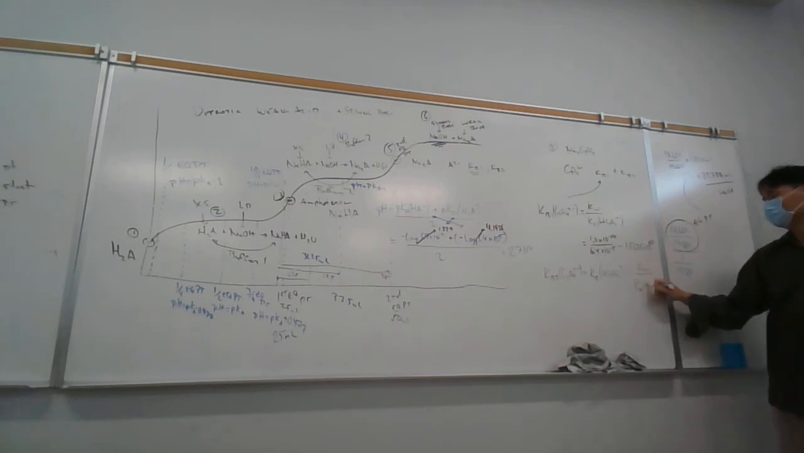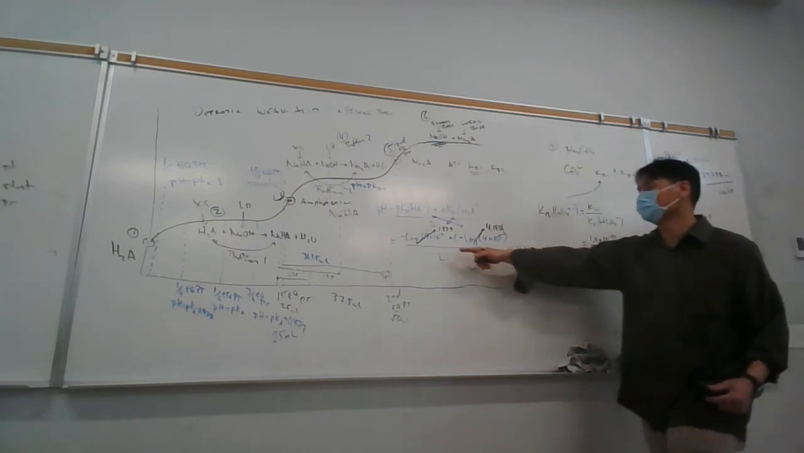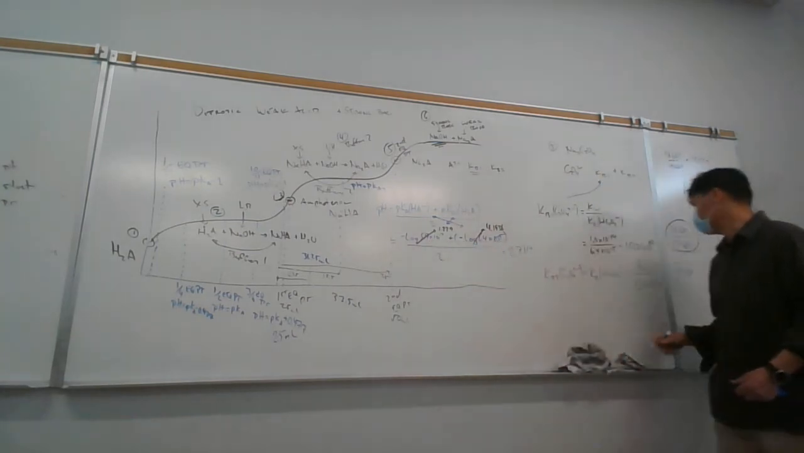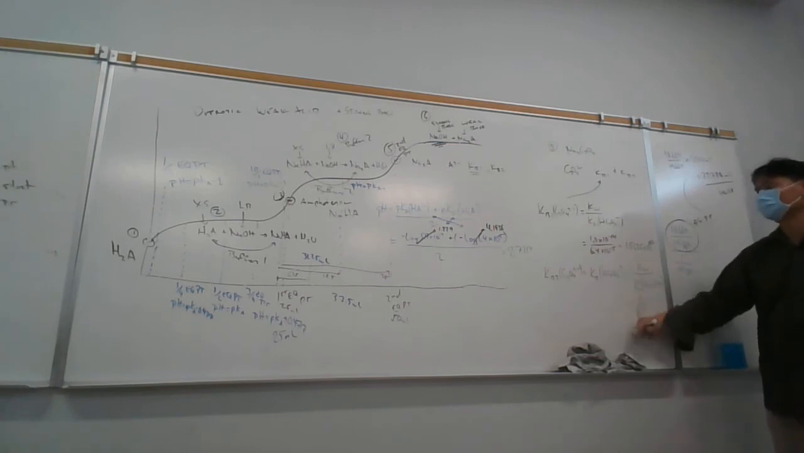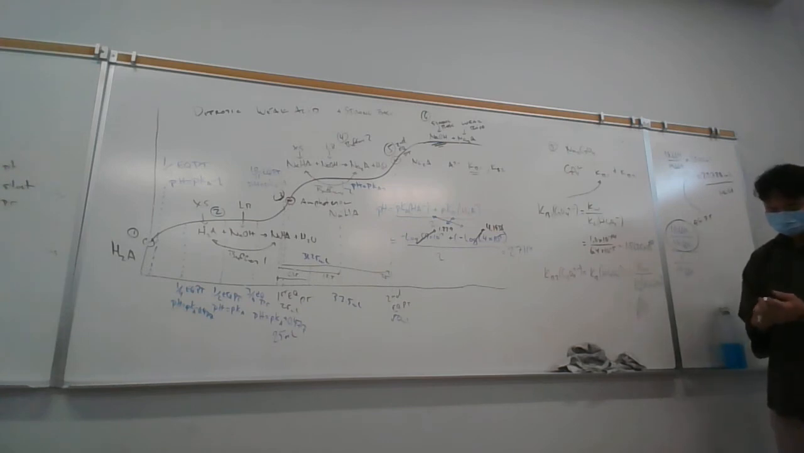H2C2O4, that's correct. And fortunately I didn't erase it because it's still here, 5.9 times 10 to the minus 2. So it's going to be Kw over 5.9. Actually, just do the calculation. It's running out of room. 1 times 10 to the negative 14 divided by 5.9 times 10 to the minus 2.